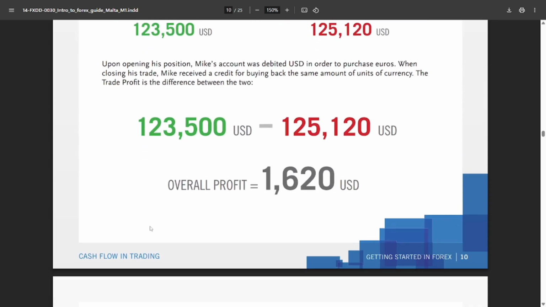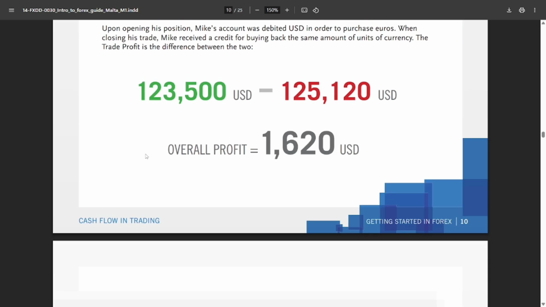Did you get it? Upon opening his position, Mike's account was debited USD in order to purchase euro. When closing his trade, Mike received a credit for selling the same amount of units of currency. The trade profit is the difference between the two. Look at here, we have two numbers. The green one was the first number, and here the second one was the second number. When we want to get our profit, we can see how many USD we have here.